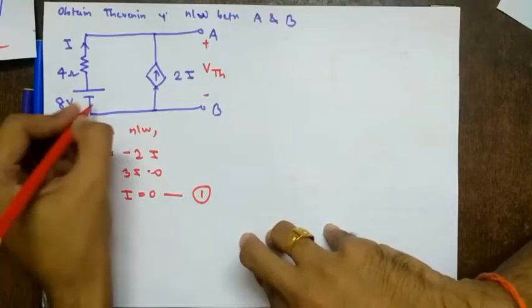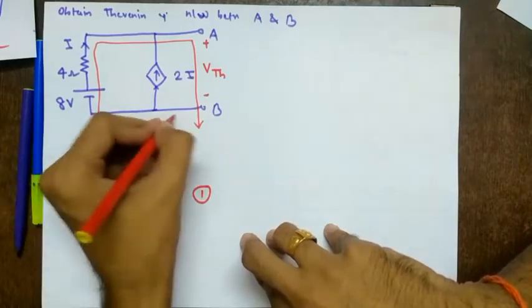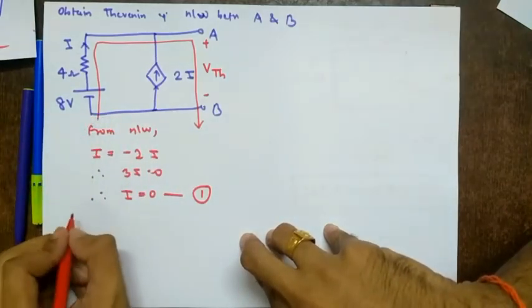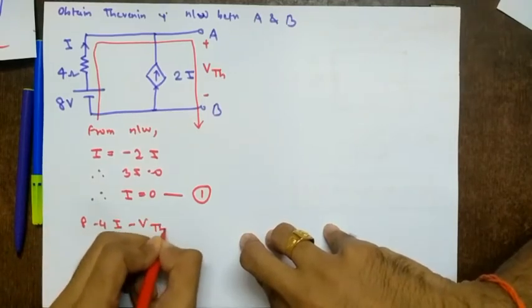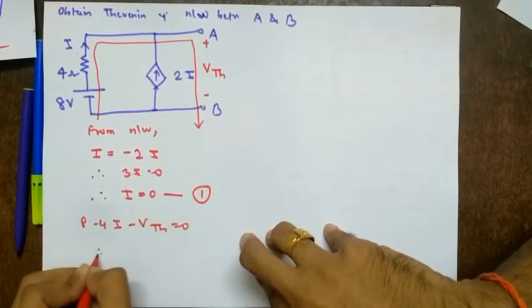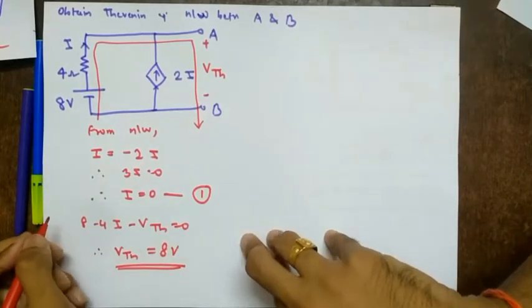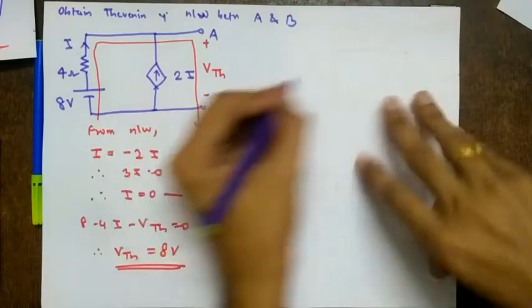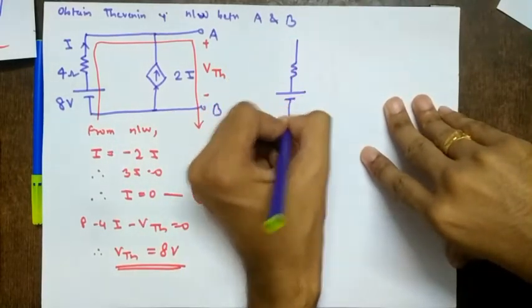VTH. So we can apply KVL to the outermost loop. I am not writing this part because this is ground and there is no component there. So 8 minus 4i minus VTH equal to 0. I is 0, so what will we get? VTH as 8 volts. Right? Next, what do we have to find? RTH. So draw the same network. Instead of VTH, we'll write RTH.